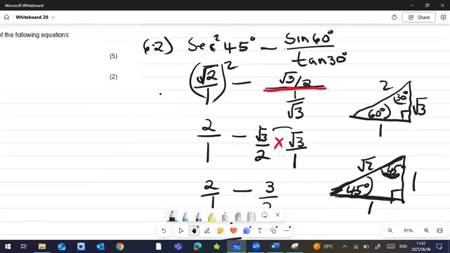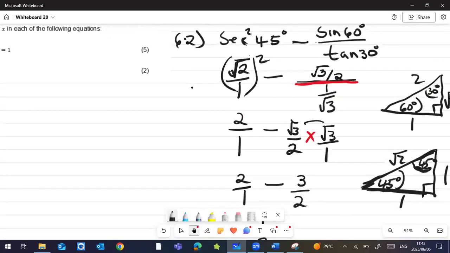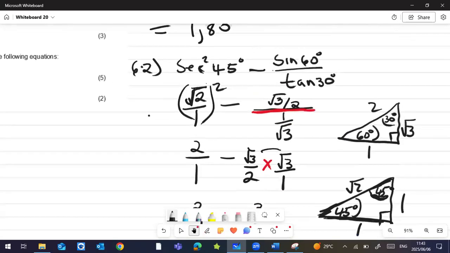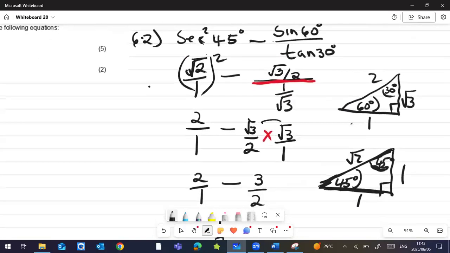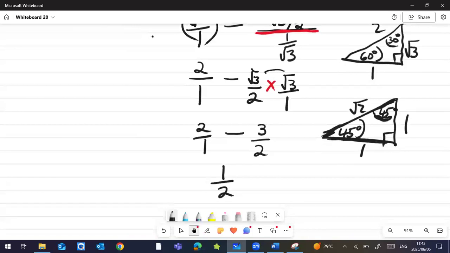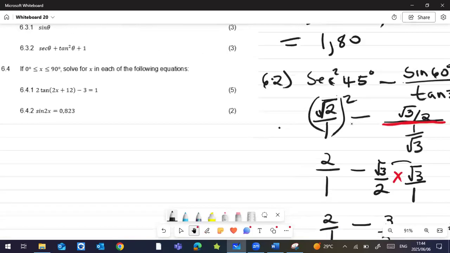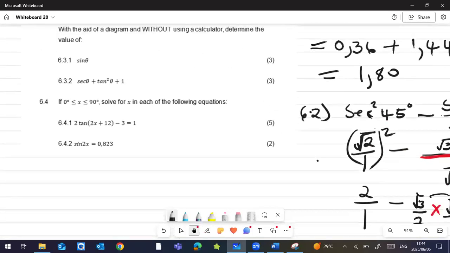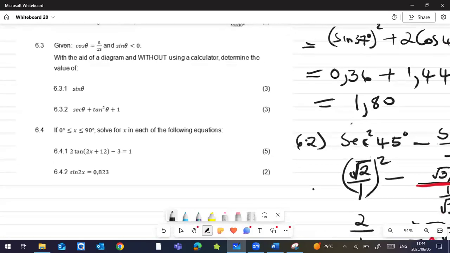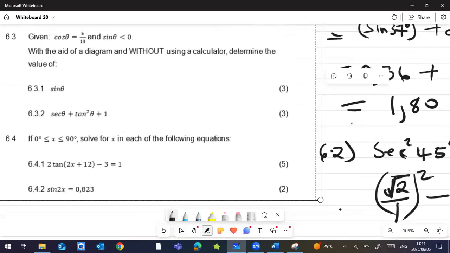That is question 6.2. Now, looking at the next question there, allow me to go to the next question, which will now be question 6.3. Now, in question 6.3, moving step by step, we must first read the question. I will maximize so that we can see the question.